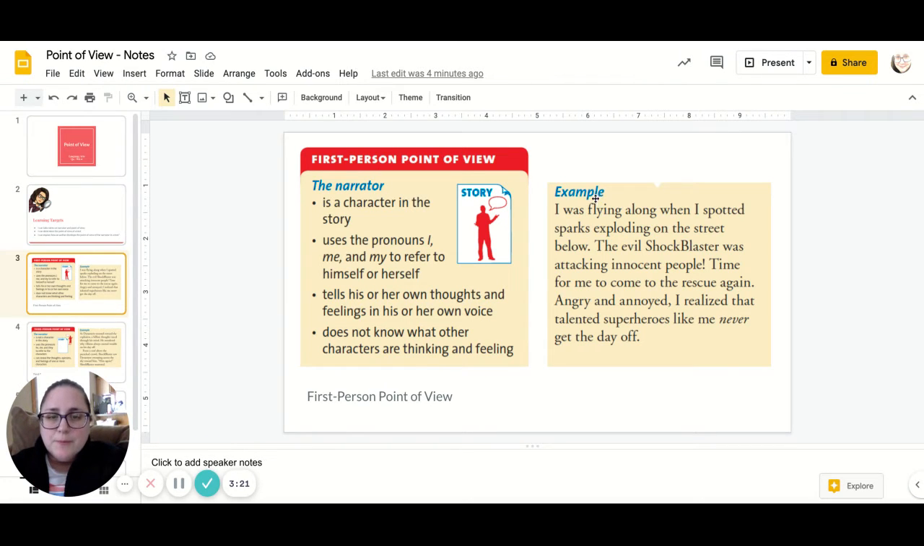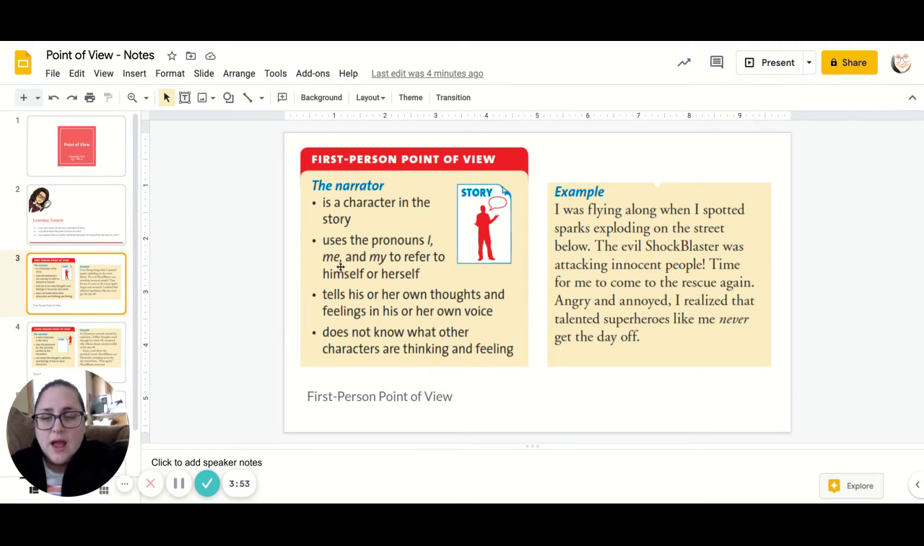So here's an example. Remember, we need to pay attention to the pronouns I, me, and my. Here we go. I was flying along when I spotted sparks exploding on the street below. The evil shock blaster was attacking innocent people. Time for me to come to the rescue again. Angry and annoyed, I realized that talented superheroes like me never get the day off. All right, so there's me, I, me again, more I.